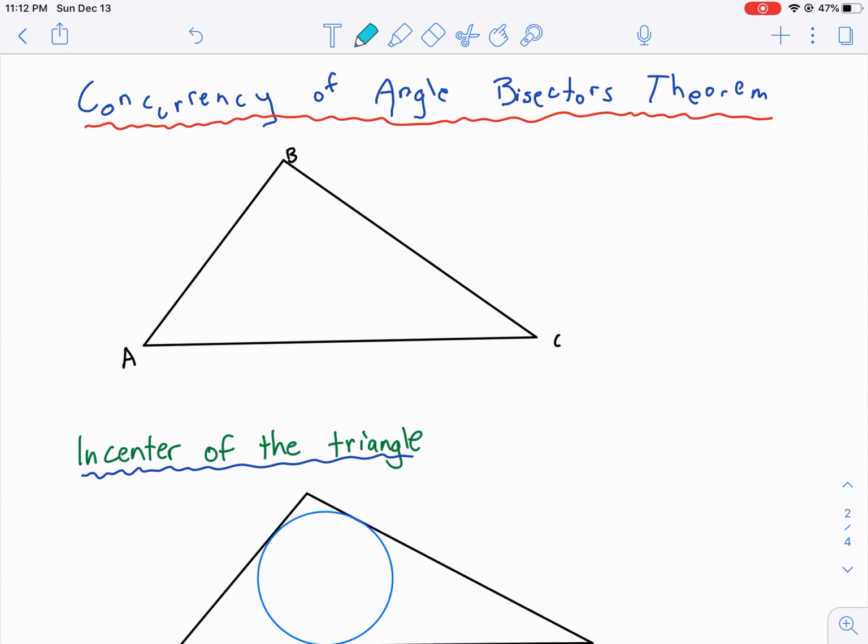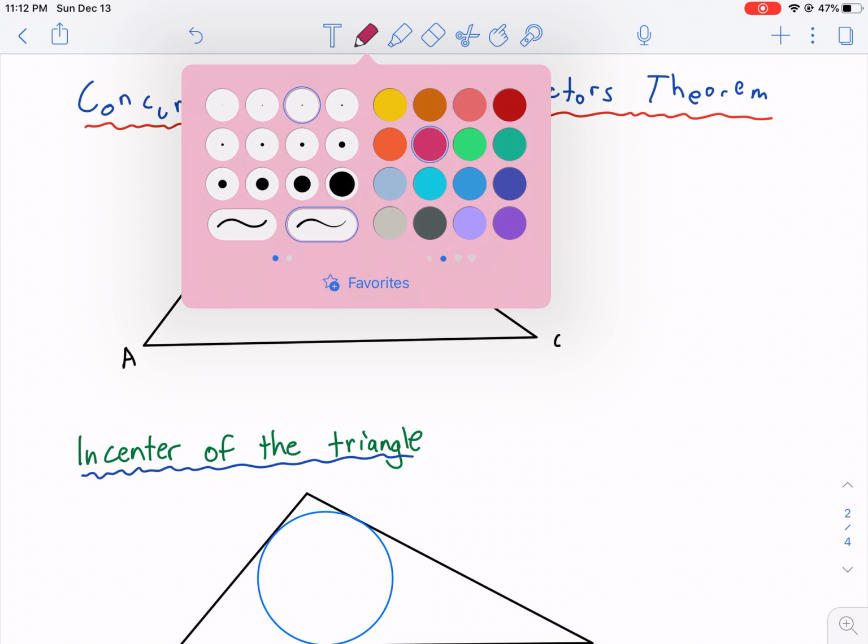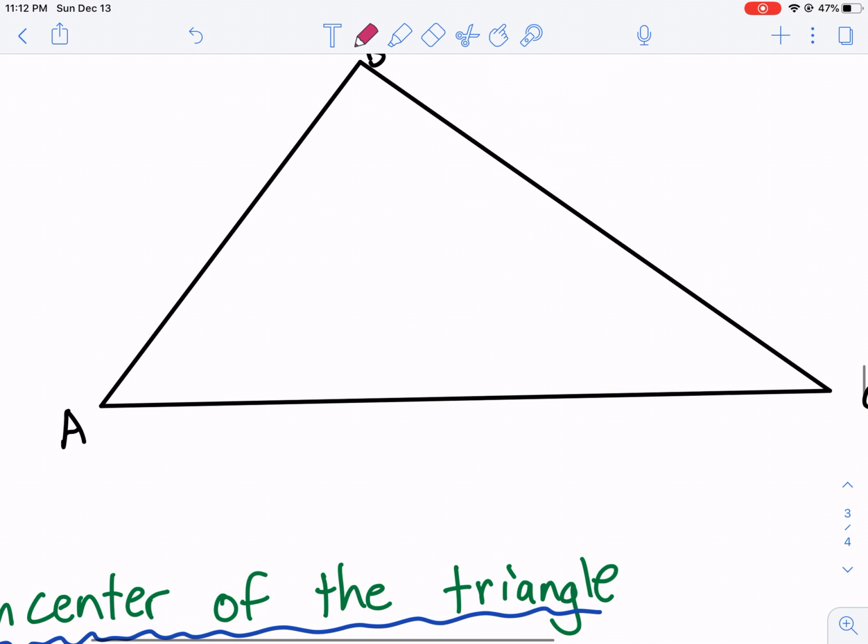So what is an angle bisector? Well, it's something that splits an angle into two equal angles. So we're going to go ahead and try to draw a couple of those. Now, again, the best way to do this would be if you had a protractor. You would measure the angle and then divide that by 2 and then draw an angle.